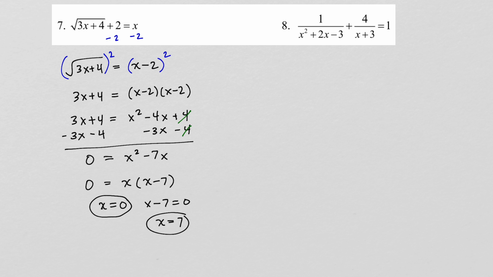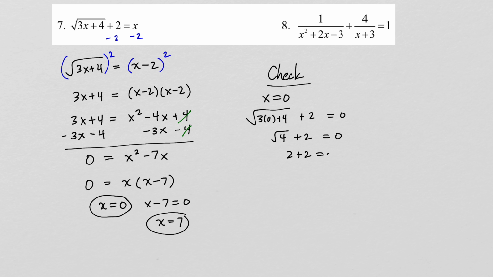Now you need to check these answers, because sometimes when you solve an equation by squaring both sides, one or both of your answers may not work. So when we plug in x equals 0 into the original equation, you'll notice that you get the square root of 4 plus 2 equals 0. And this means 2 plus 2 is 0, and this is clearly not correct. So 0 is actually not an answer, so we're going to cross that out.